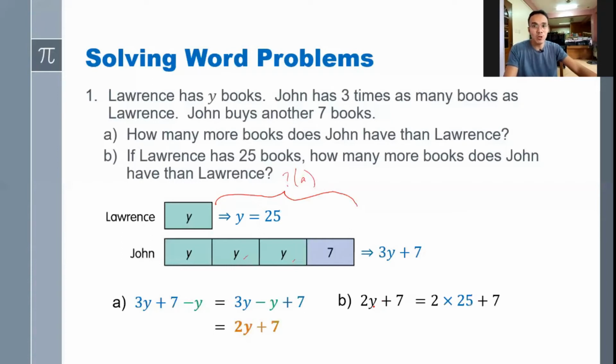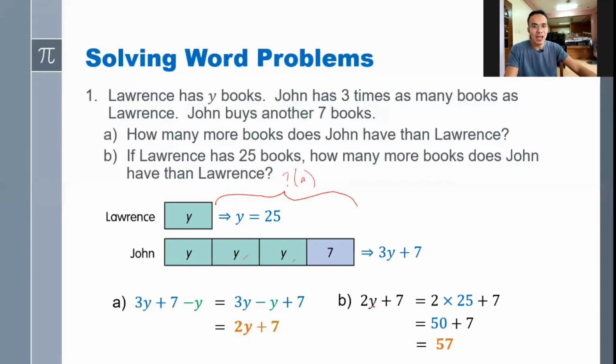So we have now 2 times 25 plus 7. And 2 times 25 simplifies to 50, plus 7. 50 plus 7 is 57. Therefore, John has 57 more books than Lawrence if Lawrence has 25 books.